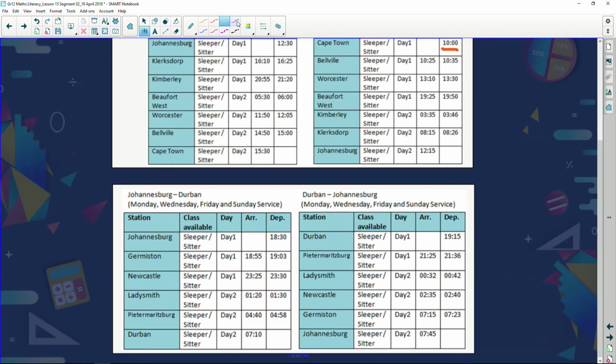timetable, and it's for my trip Joburg to Durban, Durban to Joburg. Now, we're in Joburg, we want to get to Durban. When does my train leave? My train leaves on a Monday, a Wednesday, and a Friday, as well as a Sunday. So Monday, Wednesday, Friday, Sunday.